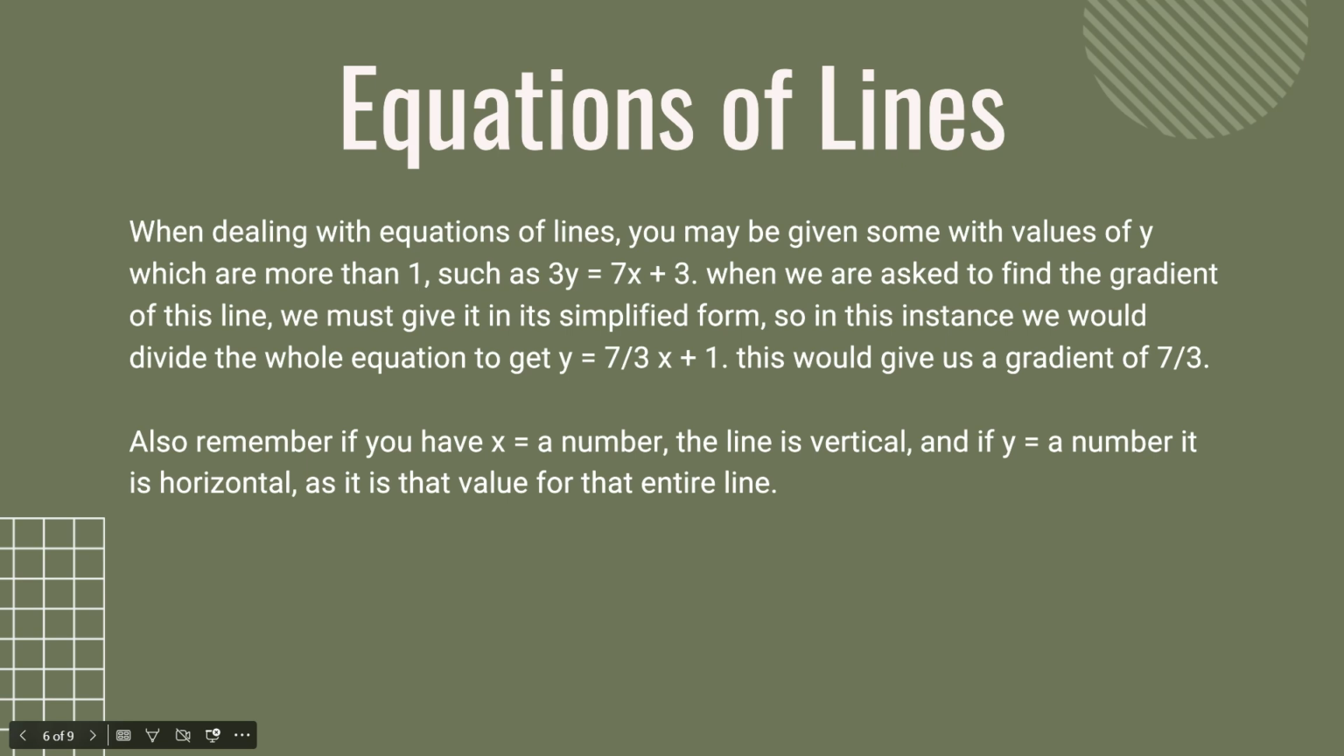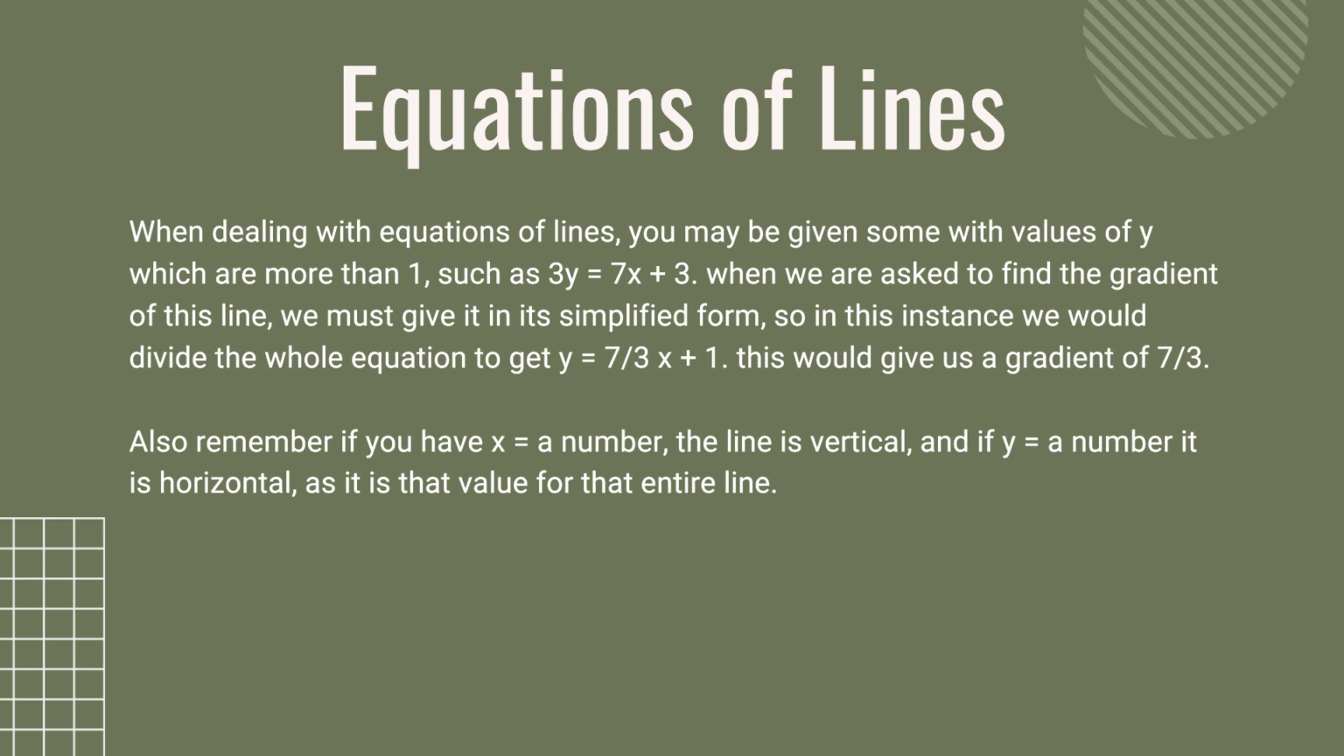When dealing with equation of lines, you may be given some values of y which are more than 1, such as 3y equals 7x plus 3. When we are asked to find the gradient of this line, we must give it in its simplified form. So in this instance, we would divide the whole equation by 3 to get y equals 7 divided by 3 x plus 1. And this will give you a gradient of 7 over 3. You must get y in its simplest form. You can't have, say, 10y. It's got to always be a single y.